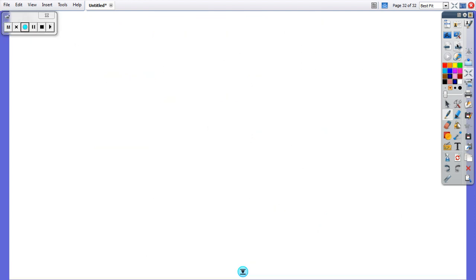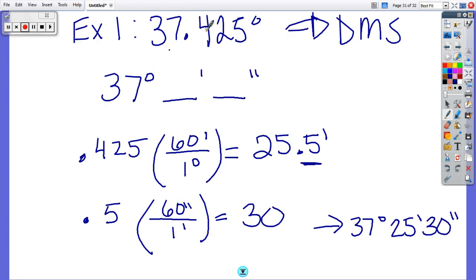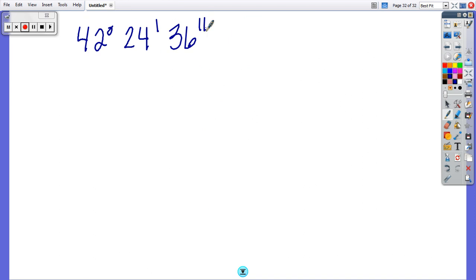Now we're going to do a similar example, except we're just going to go the other way. So this time I want you to convert 42 degrees, 24 minutes, and 36 seconds into just degrees. So what you're going to do first is you know that 42 degrees is going to be the whole number, and it's going to be point something degrees. So we need to start with the fractional part first.